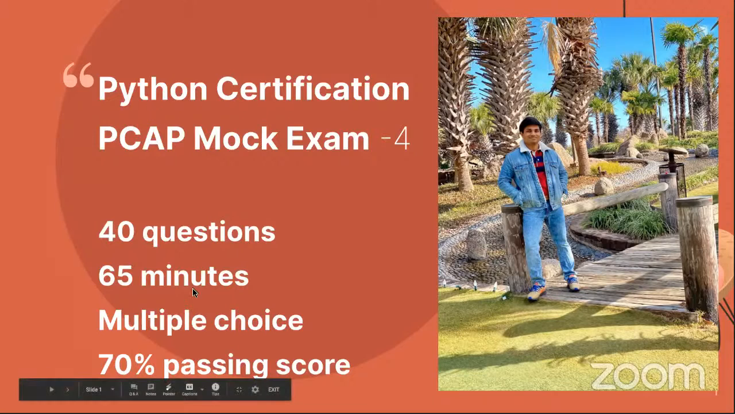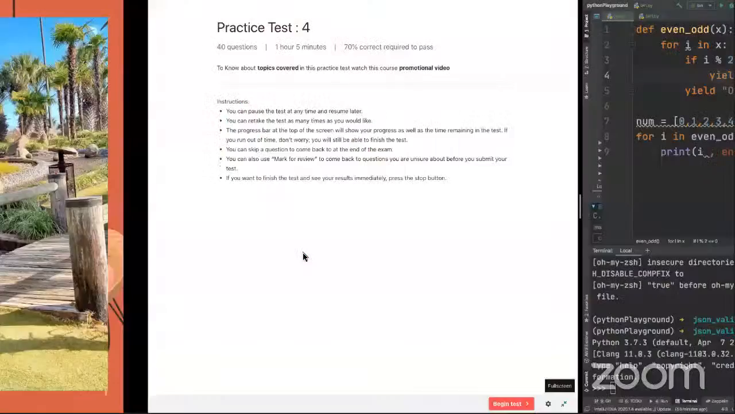So the exam is 40 questions and we have been given 65 minutes to solve. 70% is the passing mark, which means we have to get at least 28 answers out of 40 correct to pass the exam, and the questions will be multiple choice, where we mainly have to pick something. There are no subjective questions, we don't have to describe.